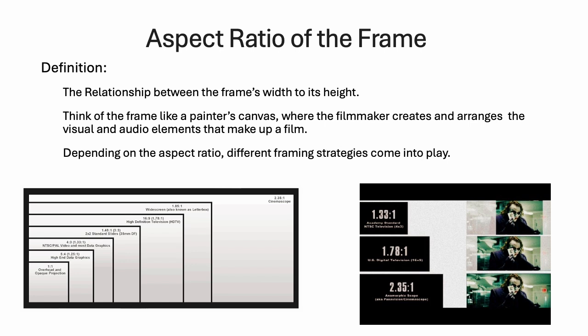Let's take a look at the aspect ratio of the frame. Now, the aspect ratio is defined as the relationship between the frame's width to its height. Think of the frame like a painter's canvas where the filmmaker creates and arranges the visual and audio elements that make up a film. Now, depending on the aspect ratio, different framing strategies come into play.